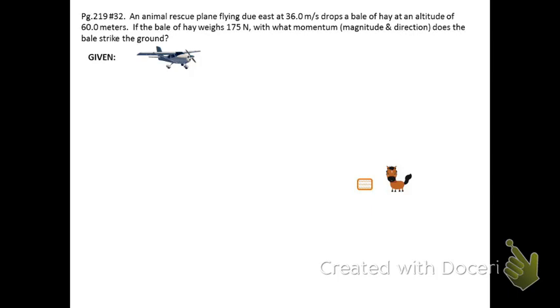We're given the weight of the hay bale. We can get the mass from that later by dividing by 9.81. But what is the momentum, magnitude, and direction, when this bale strikes the ground? The key to this problem is going to be much more kinematics than it is going to be momentum.